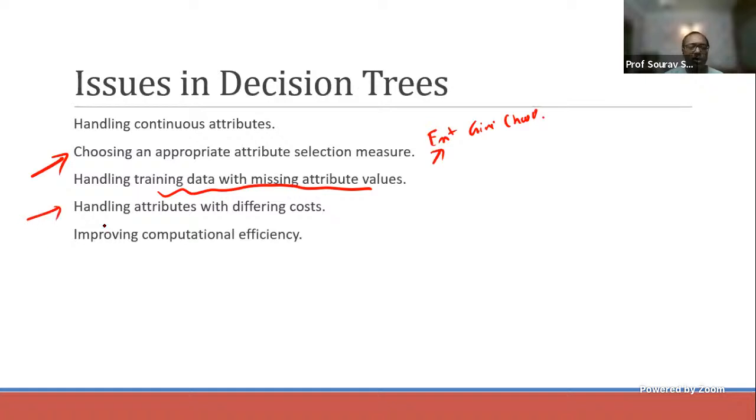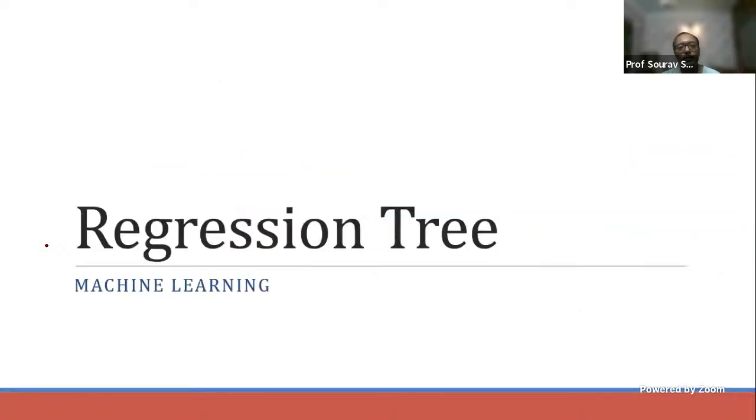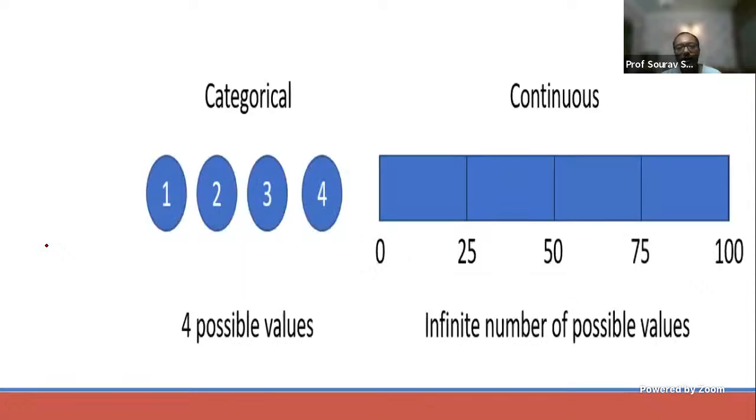Handling attributes with different costs, we will not talk about right now. And improving the computational efficiency. So many computations have to happen, right? It's a greedy method, so many computations are happening. Improving the computational efficiency is also challenging. So these are some of the issues in the decision tree. That's why I said categorical values have only 4 possible values, whereas continuous, 0 to 100, has an infinite number of possible values for splitting.